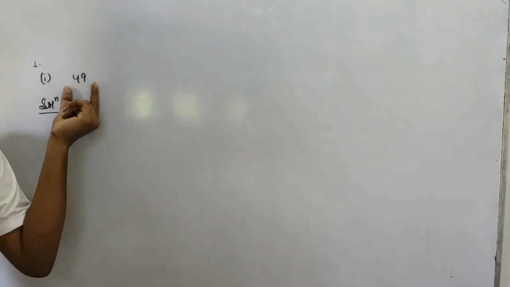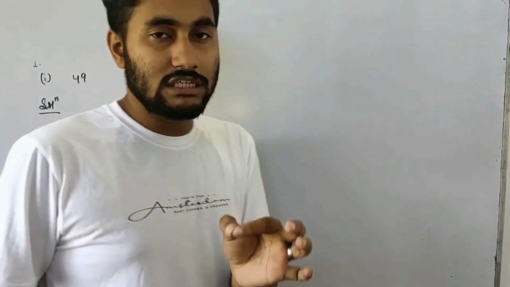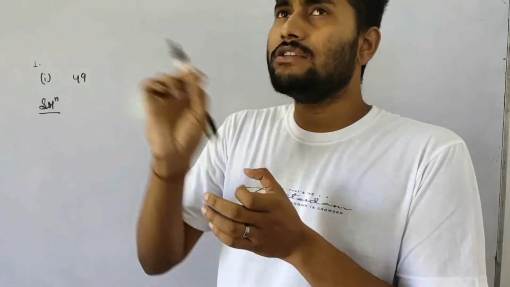Don't look at this number, okay? Don't look at the number. The number is even or odd. You count the number of digits. How many digits are there? 2. Don't think like that. So 49 is the odd number.